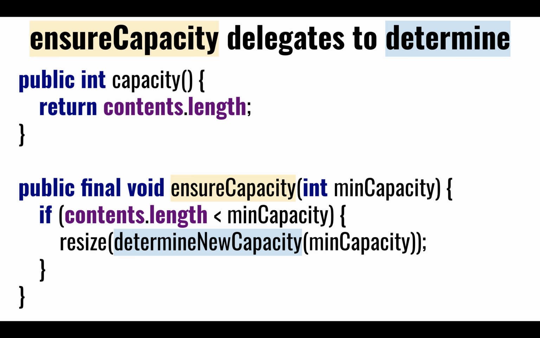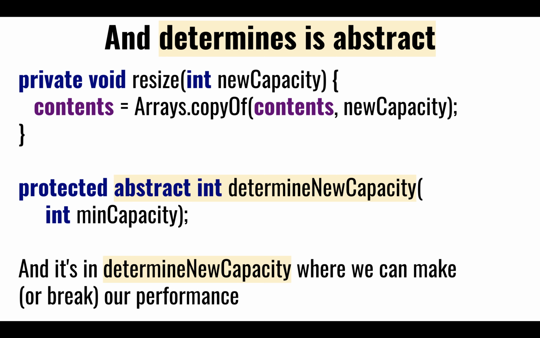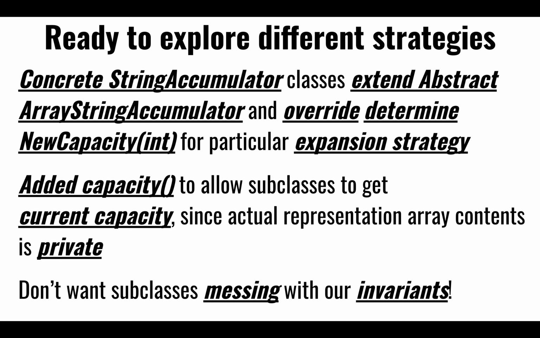So here's ensure capacity. It's the same implementation as before. It delegates to determine new capacity to decide whether I should grow or not. So it's what we have so far. The only difference here is that we are declaring determine new capacity as abstract. We're not implementing it. We're delegating that implementation to our children, who are going to decide different strategies. And here's the crux of whether this will be performant or not, whether our implementation will outperform our previous attempts.